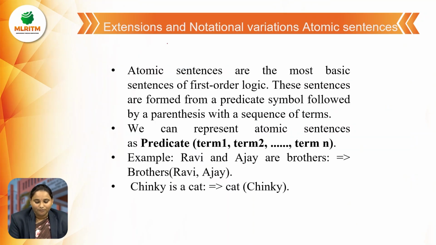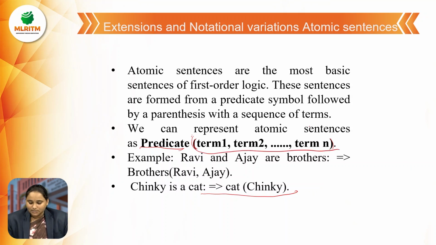Next, we have extensions and notational variations in atomic sentences. How can we represent a simple sentence? Atomic sentences are the most basic sentences of first order logic. These sentences are formed from a predicate symbol followed by parentheses with term 1, term 2, and so on up to term n. This is the predicate symbol, and it can be represented like this.